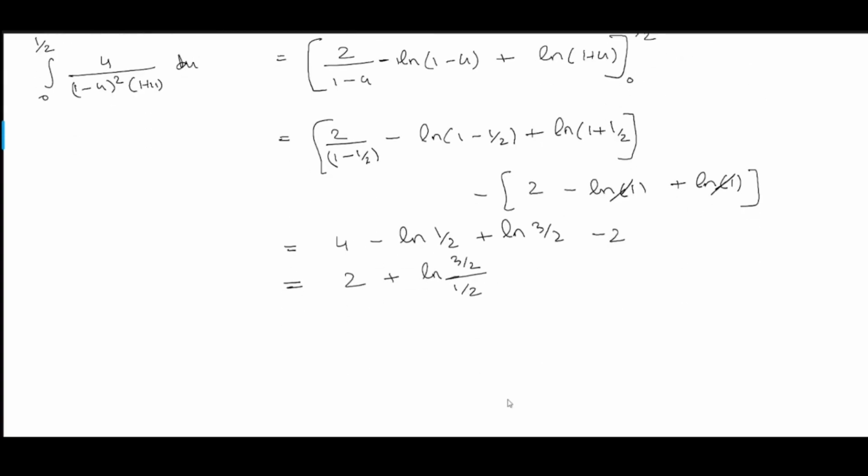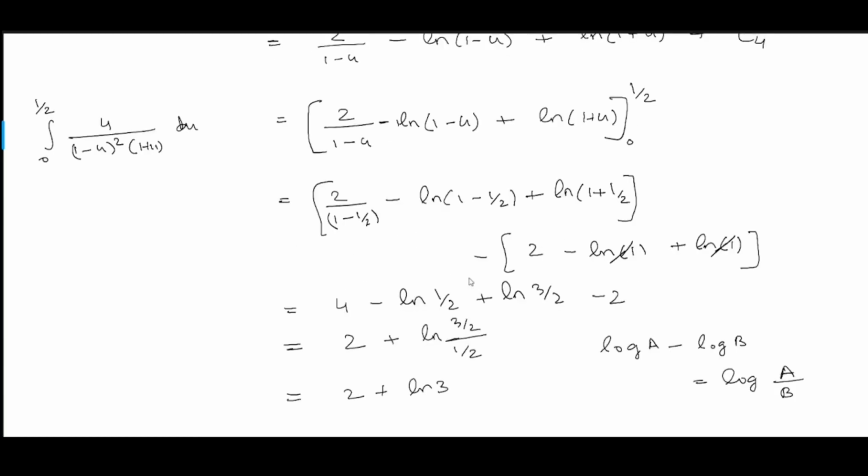That's a property of logarithms. It says that log A minus log B is equal to log A by B, and that's what I used. And that gives us 2 plus ln of 3 by 2 divided by 1 by 2 as the answer. We have the answer. So that's pretty much it.